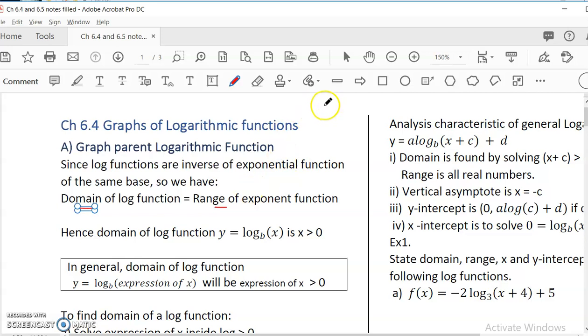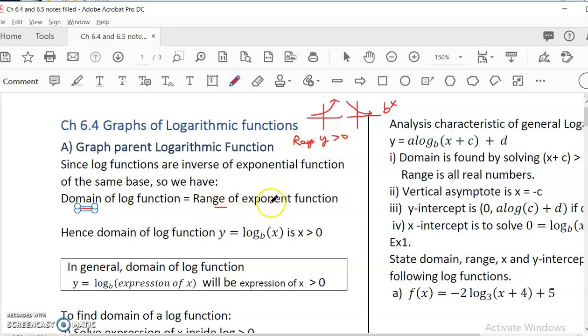Do you still remember for exponential functions, they're either this case for growth and this case for decline, and both of them have a range where y is greater than 0, right? There's nothing on the negative side. Now this is the range of any basic parent exponential function b to the x. All of them have this range of y greater than 0.